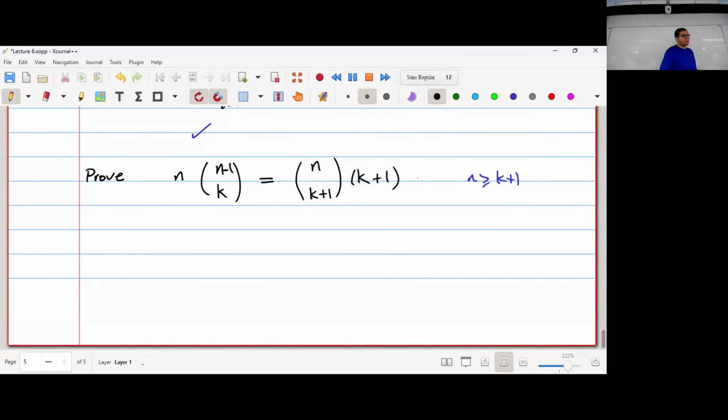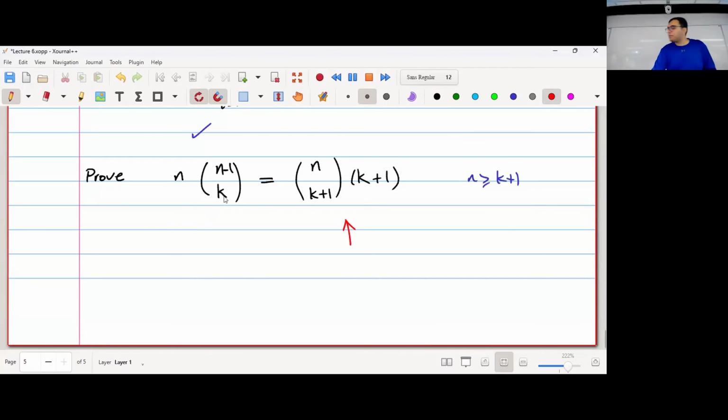Okay, let's make it a little bit more poetic. I want to choose a team of size k plus 1, and I want to choose a captain too. So I have n people. I want to choose a team of size k plus 1, and I want to choose a captain. The number of ways is the thing I have on the right-hand side, because I can divide it into two parts. First, I choose k plus 1 people from my n people, and that's n choose k plus 1. Then I designate one of them as the captain, and I can do that in k plus 1 ways.